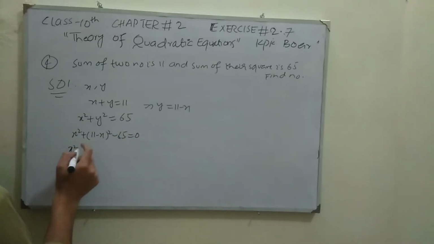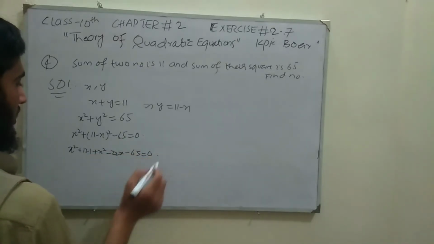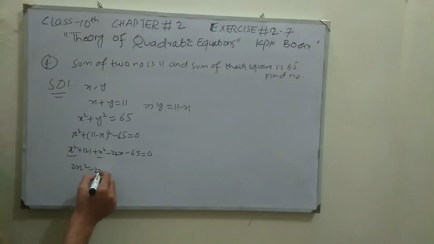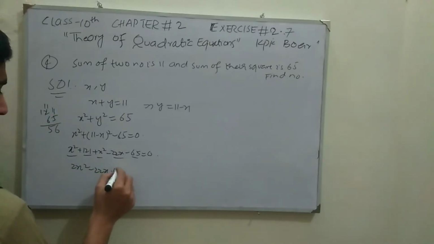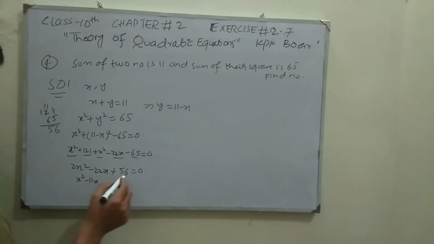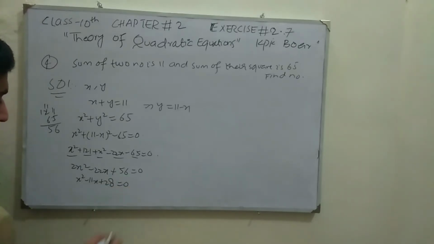x square, using a minus b whole square, plus 121 plus x square minus 22x minus 65 is equal to 0. x square plus x square gives us 2x square minus 22x, and 121 minus 65 gives us 56. Divide the whole equation by 2, so x square minus 11x plus 28 is equal to 0.